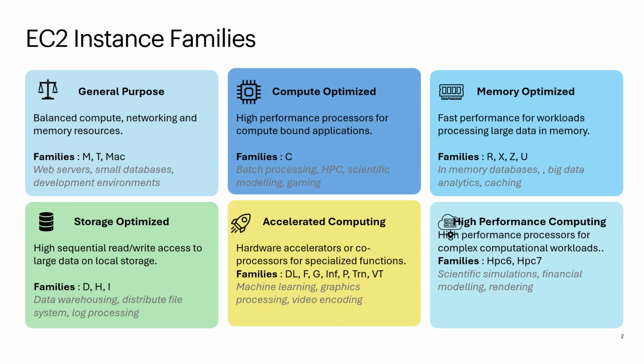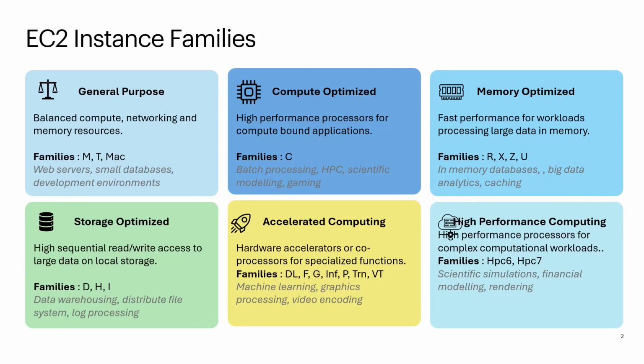X offers extremely high memory per virtual CPU, often used in SAP HANA deployments or other in-memory databases. Z provides both high memory and high CPU frequency, suitable for electronic design automation and certain financial analytics. U is for bare metal instances with terabytes of memory, used for the largest enterprise-grade in-memory workloads.